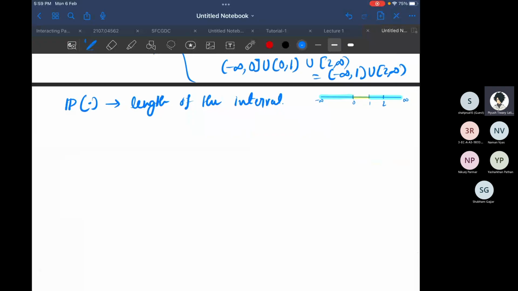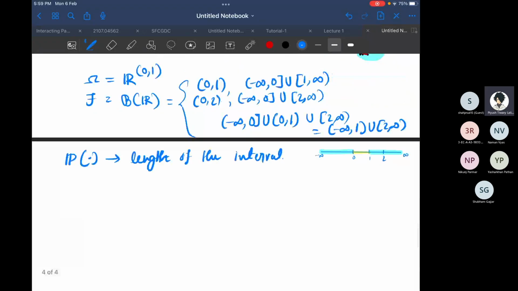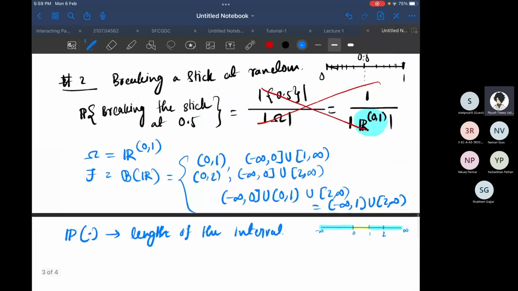It's up to me. So I decided that my probability measure will be nothing but the length of the interval. Well, does this solve our problem? Let's have a look at the problem. So this was what we had. So the probability is the length, which is 0.5, right? 0.5, omega, right?